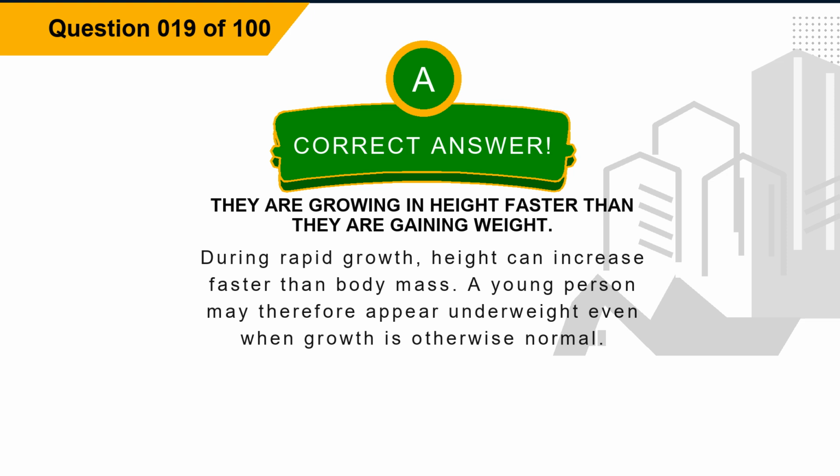They are growing in height faster than they are gaining weight. Explanation. During rapid growth, height can increase faster than body mass. A young person may therefore appear underweight even when growth is otherwise normal.